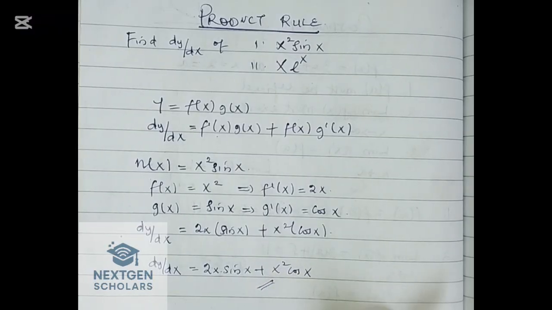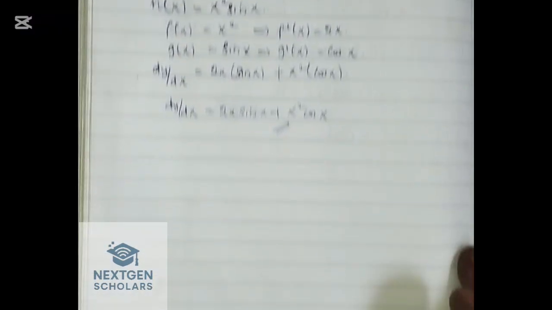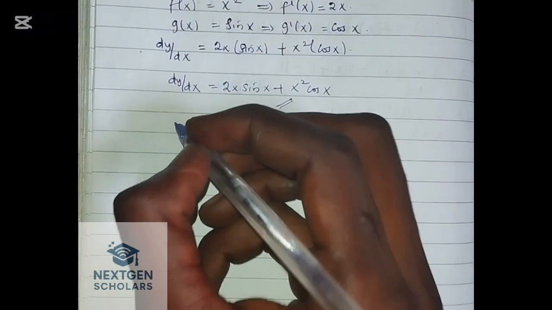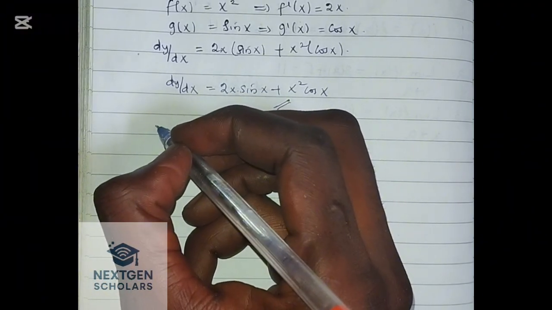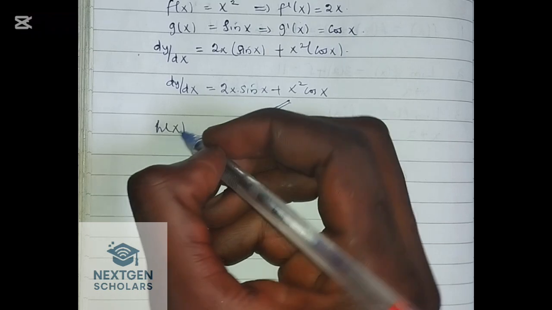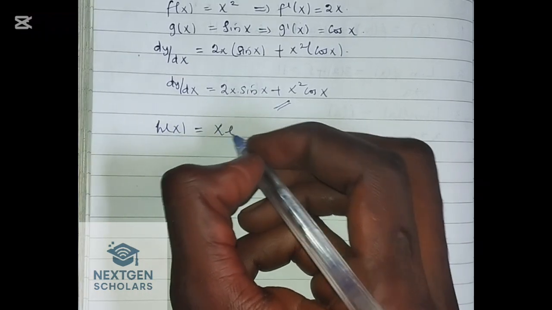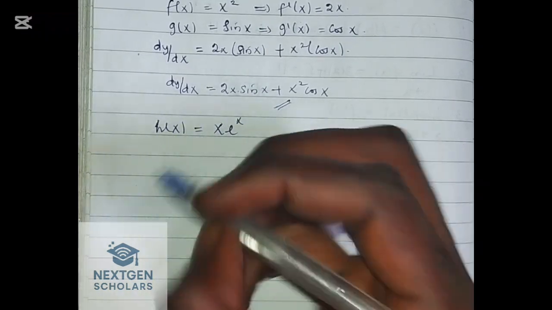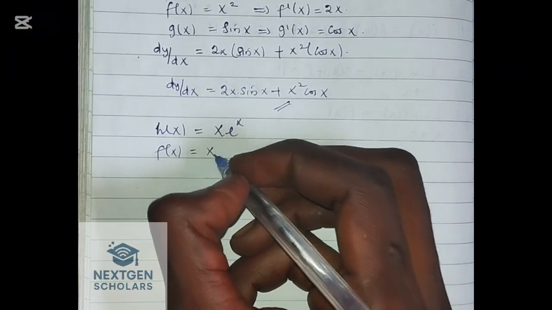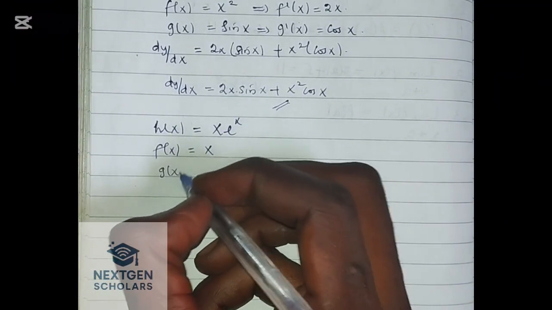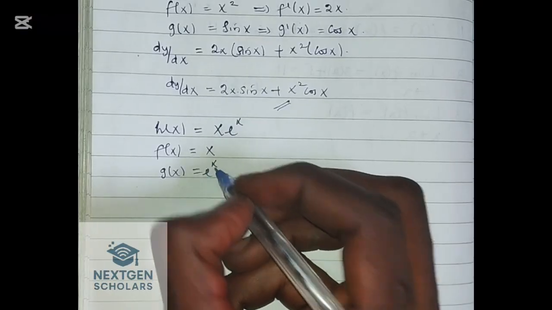This is for the first problem, and the second problem says, let's make that g of x as well. So we have h of x to be x e to the power of x, which is our question. Now we can pick again f of x to be x, and g of x to be e to the power of x.